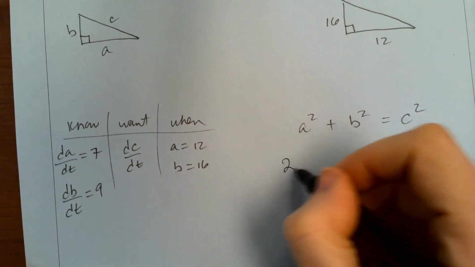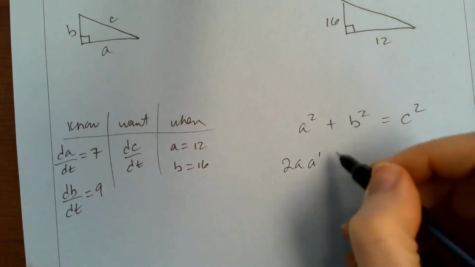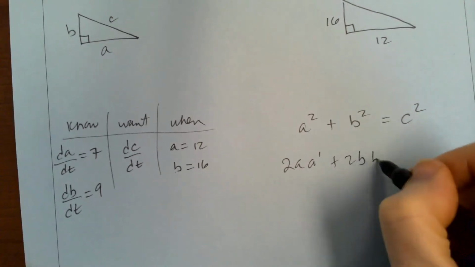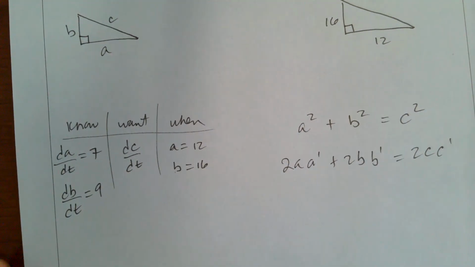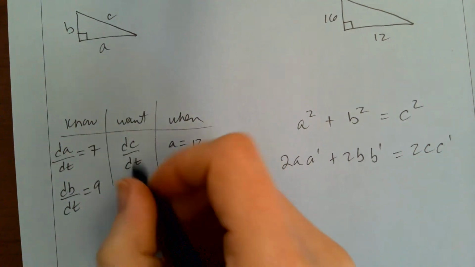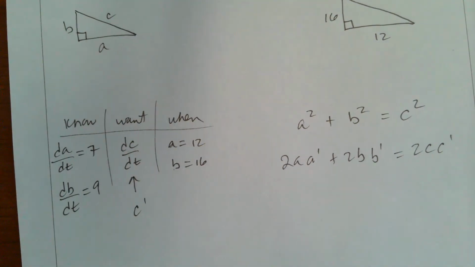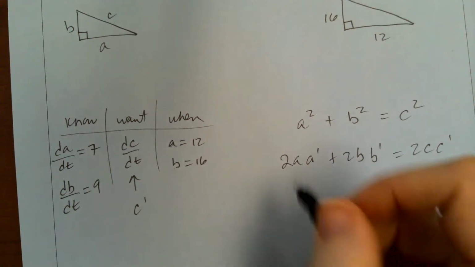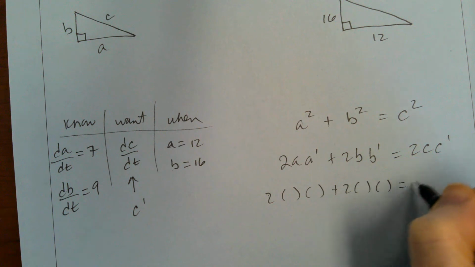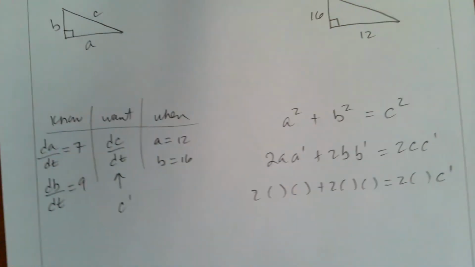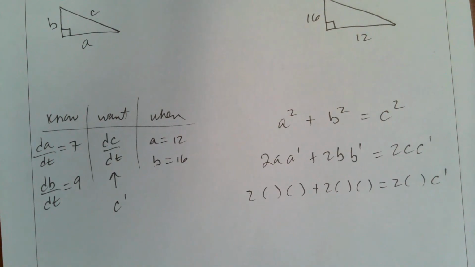So normal derivative 2a gets a prime after it. Normal derivative 2b, b prime. Normal derivative is 2c, but then you get a c prime. Then you look at what you want. We want c prime. So I'm going to leave a placeholder for everything except c prime. I need to plug a number in for all of those things, and then I'll be able to solve for c prime.